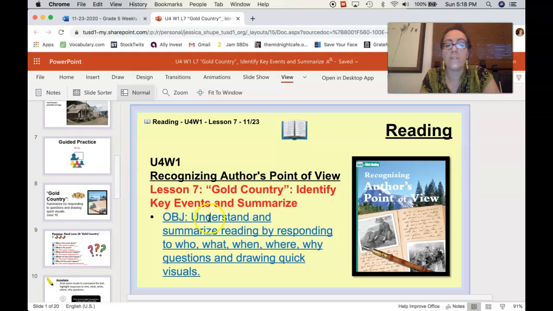So our objective is to understand and summarize reading by responding to who, what, when, where, why questions, and to draw quick visuals. There are two objectives that you are going to accomplish today.